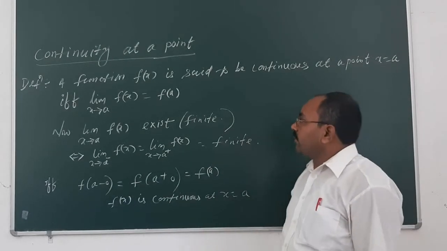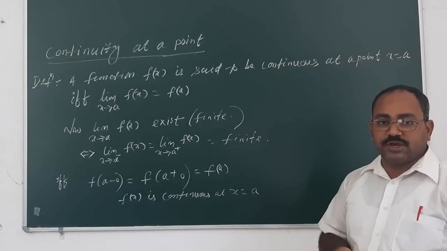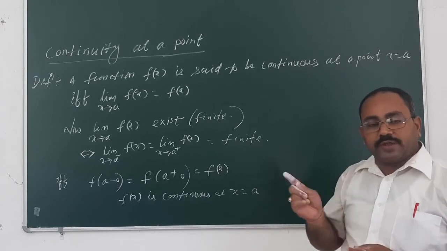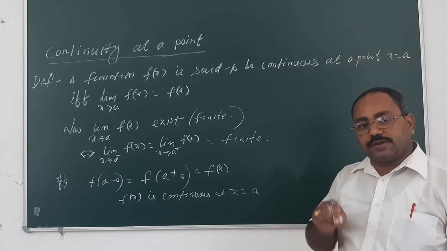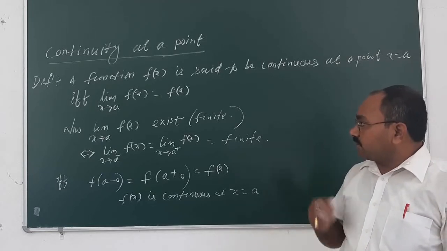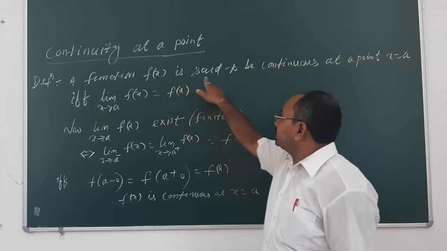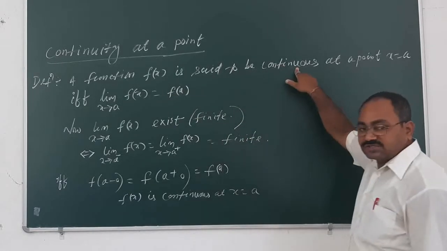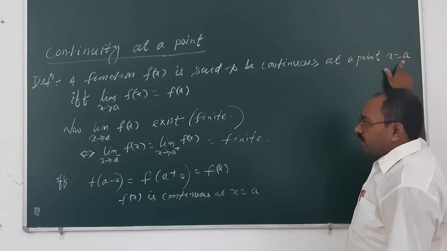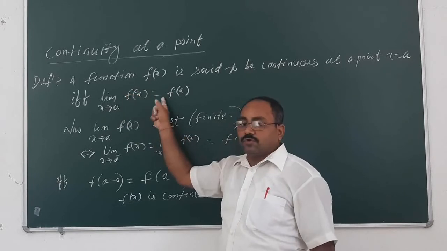Now, continuity at a point. How to check a function is continuous at a point? Continuous of a graph means there is no break or no hole, no gap on that graph. That is, continuous means regular. But the mathematical definition is: a function f is said to be continuous at the point x equal to a if limit x tends to a f of x is equal to f of a.